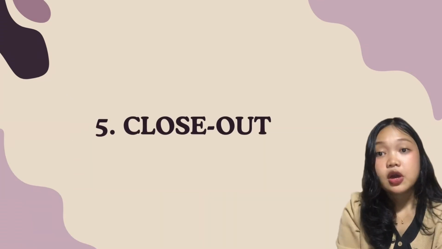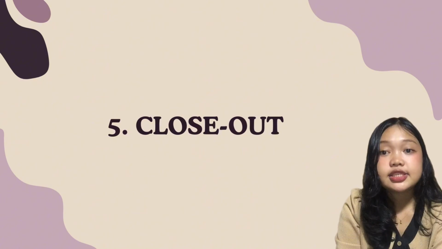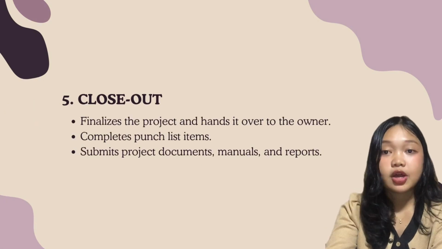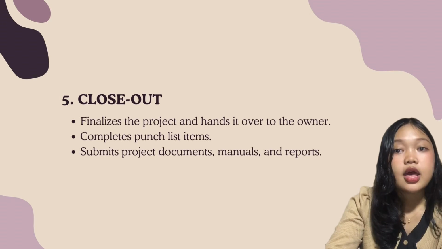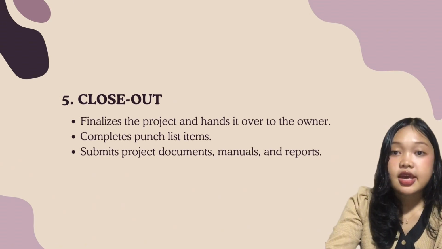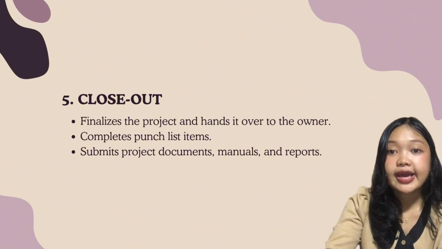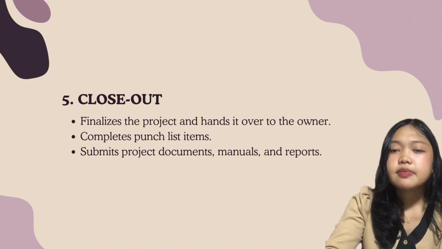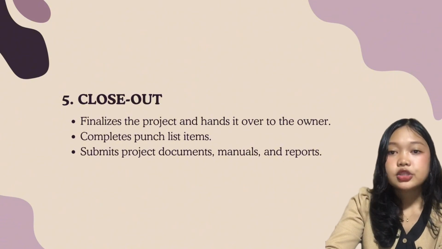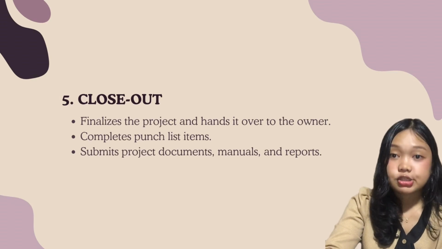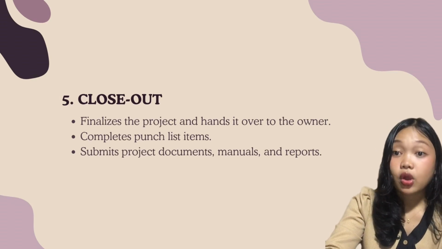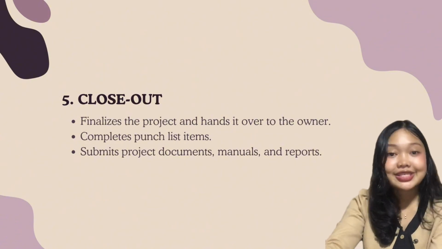Okay, for number 5, we have closeout. This phase marks completion of the construction project, but the CM's responsibilities are far from over. In this closeout phase, the CM accomplishes all items in the construction punch list. They must also observe a smooth turnover to the project's owner by submitting project documents, manuals, warranties, and reports for the owner's reference. And that is all.